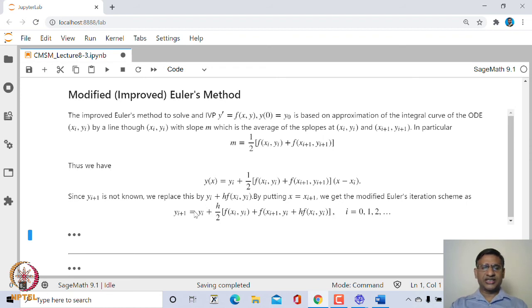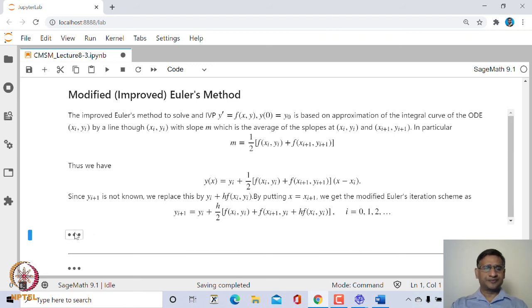Therefore this iteration scheme becomes yi plus 1 is equal to yi plus h by 2 into f at xi, yi, plus f at xi plus 1 comma yi plus h f at xi, yi. This is the iteration scheme for modified Euler's method or improved Euler's method.